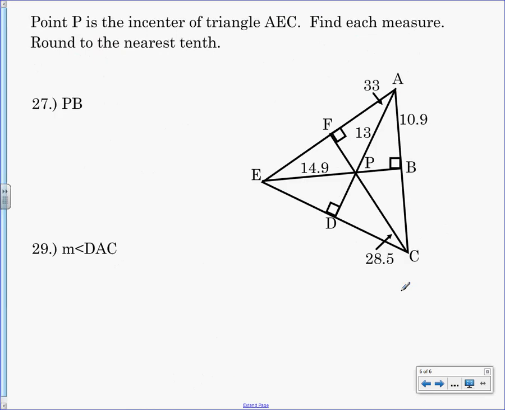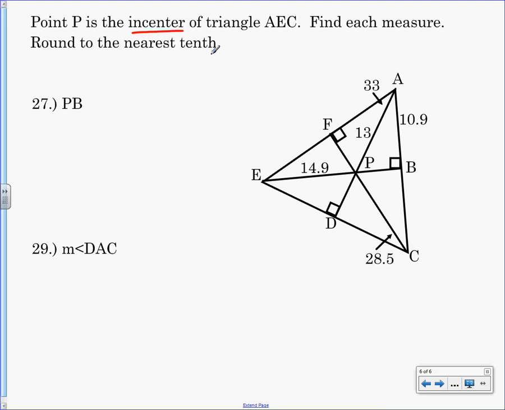Point P is the incenter of triangle AEC. So incenter is a pretty important letter. So I'm going to underline it and we'll come back. So AEC is my big triangle. Incenter, I'll come back and remember what that means in a moment. Find each measure, round to the nearest tenth. So we're going to go back and remember what incenter is.